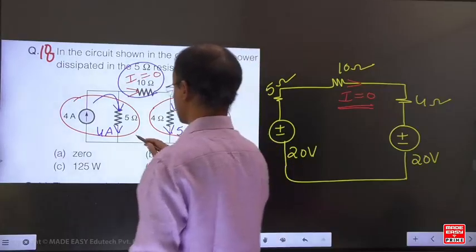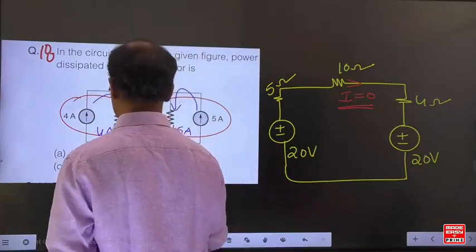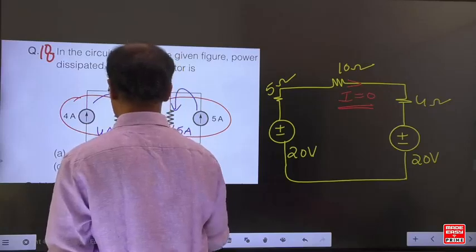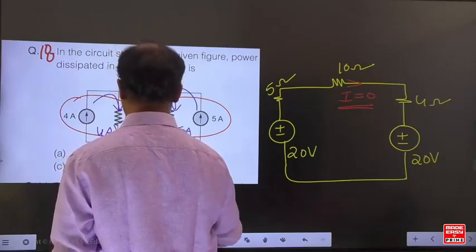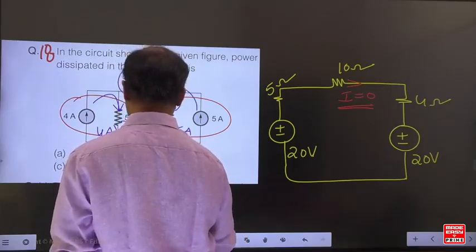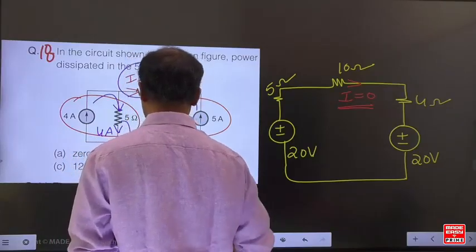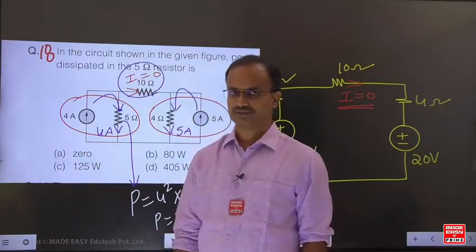The question is asking for the power in the 5 ohm resistor. Now what is the current? 4 squared into 5. Then the power is equal to 80 watts.